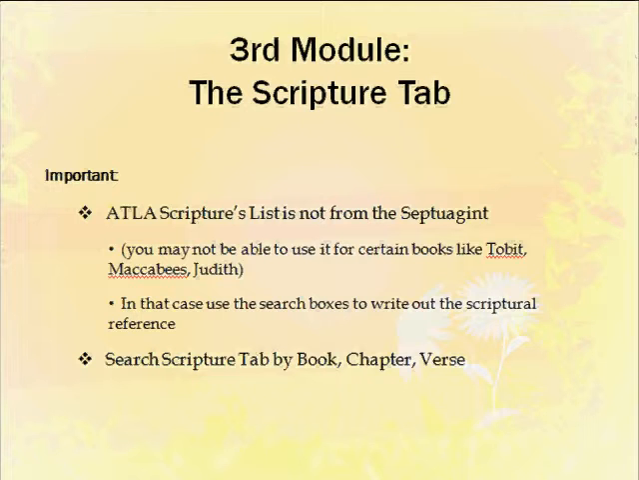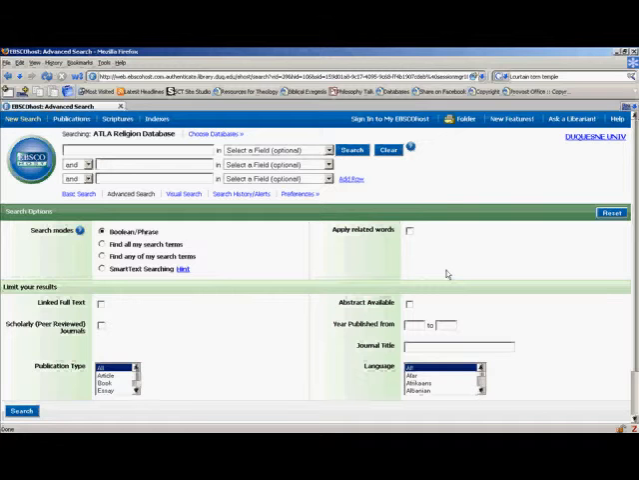The scripture list it refers to is not from the Septuagint. It does have books from the Hebrew Bible and from the New Testament, but some books you may not be able to find in the scripture list, books like Tobit, Maccabees, and Judith. In that case, use the search boxes to write out the scriptural reference. Search Scripture Tab by book, chapter, or verse.